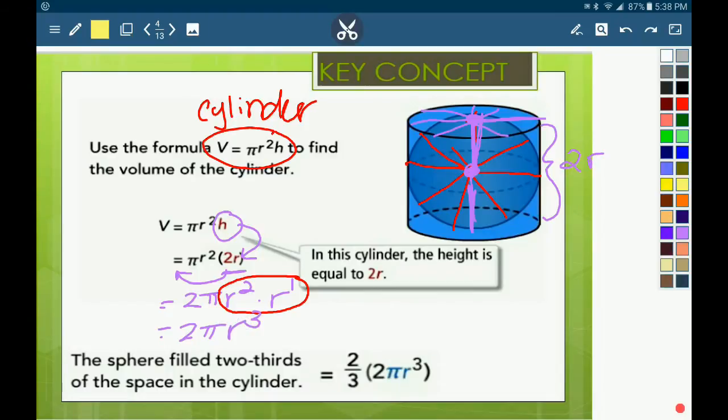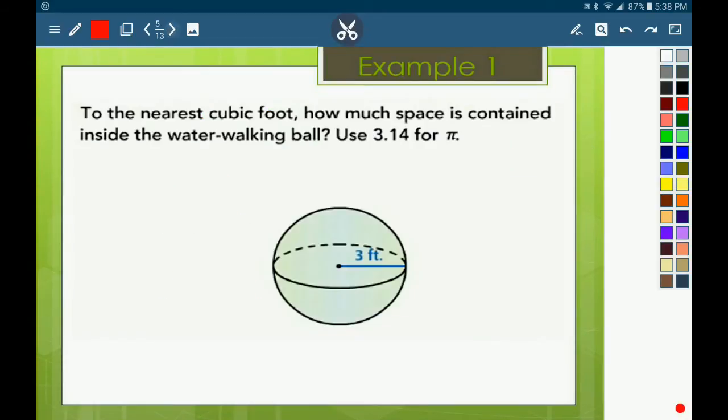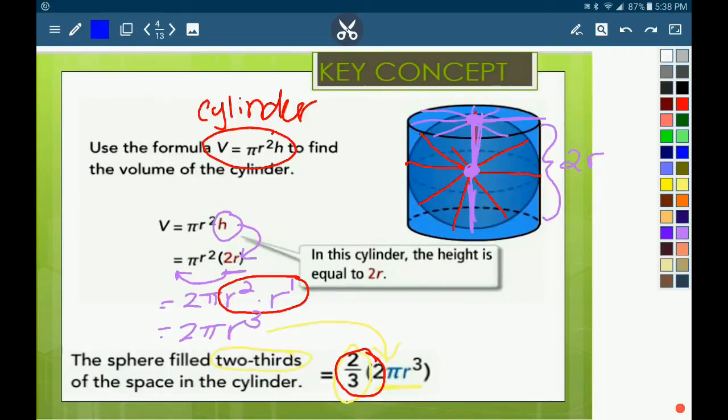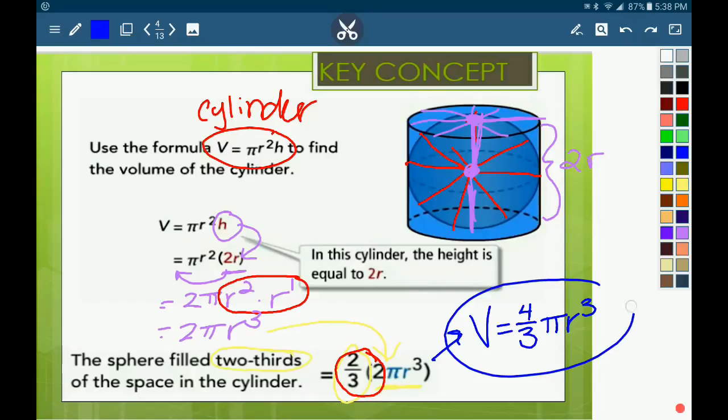And since the sphere is filled 2/3 of the space of the cylinder, we take 2/3 of that formula. So we just need to simplify this a little further, which since all of these numbers are being multiplied, we can simplify this just by putting together these 2 numbers right here. You don't have to combine it with the pi. Which then gives us the formula, which I'm going to circle here. Volume is equal to 2/3 times 2 is 4/3. So 4/3 pi r cubed. That's our ultimate formula that we're going to use with the sphere.